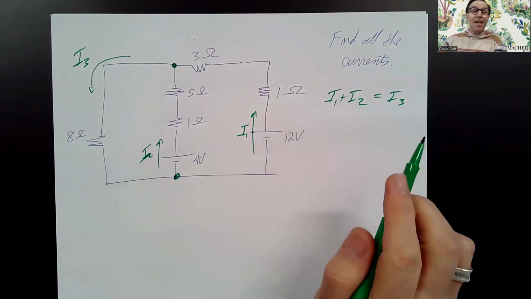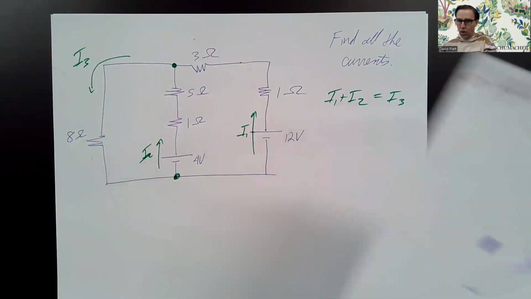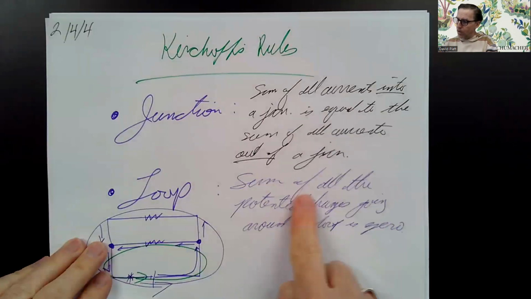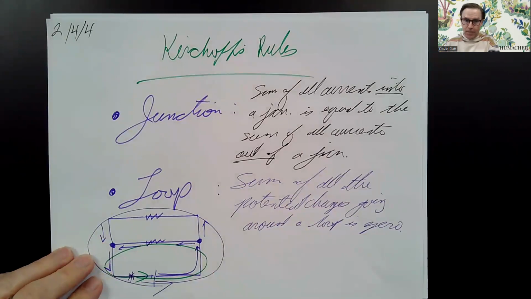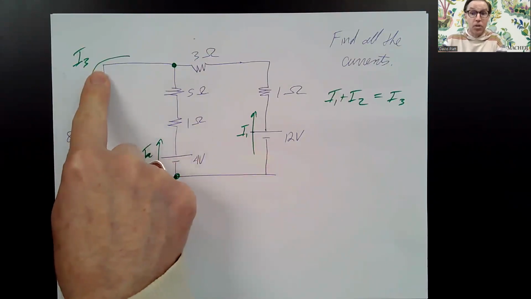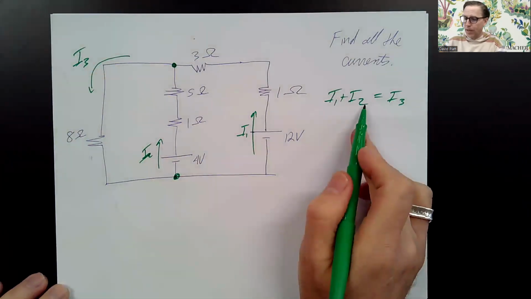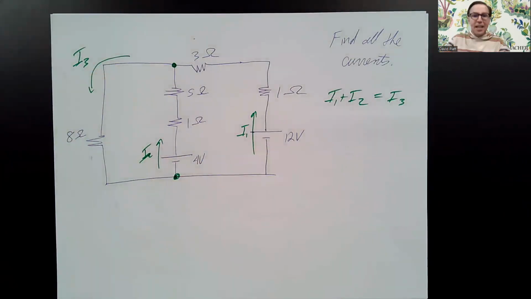So there's one equation. Then I'm going to need a loop, and actually I'm going to need two loop rule equations. Remember the loop rule? The sum of all the potential changes going around a loop is 0. The reason I know I'm going to need two is, look, one, two, three variables, so I'm going to need three equations. So I've got one junction equation, and I'm going to need two loop equations.